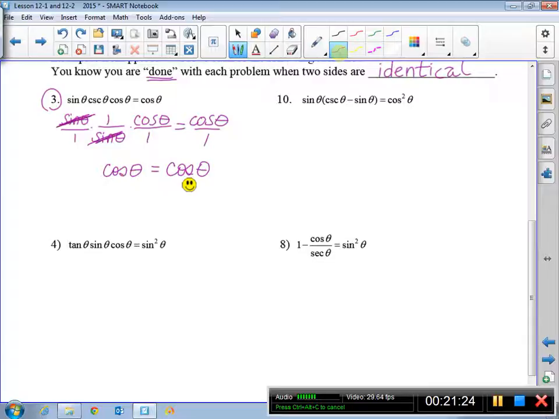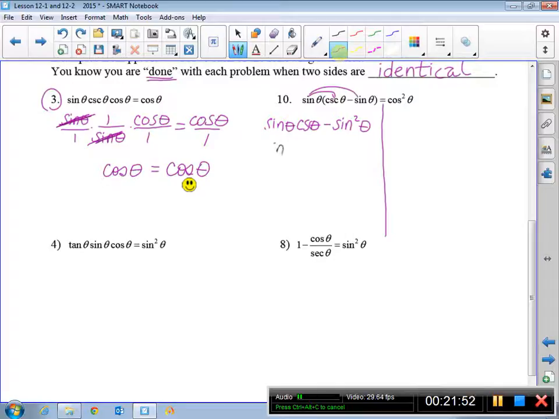All right, let's try another one. In number 10, I see that we should distribute. Let's distribute. Let's put a line down the center here so we don't cross it. I typically do that. So distributing here, sine times cosecant minus sine squared. Let's just work on this side.